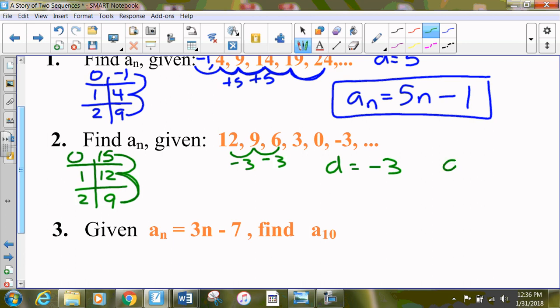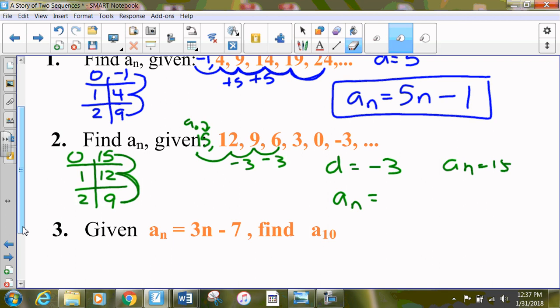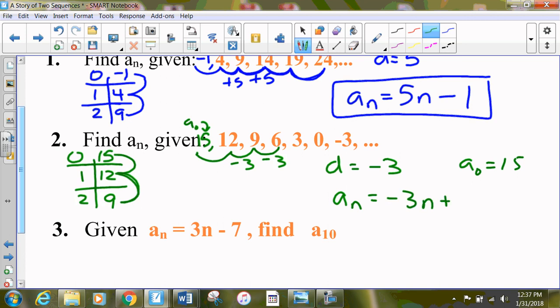So my a sub 0 is 15. Once again, you could do that moving along the sequence: if you're going to the right and subtracting 3, you're doing the opposite as you go to the left. That's how we would get 15 as my a sub 0. Putting it together, I write a sub n equals 15. I meant to write a sub 0. So we would have a sub n equals negative 3n plus 15. This is how we would define the given sequence.